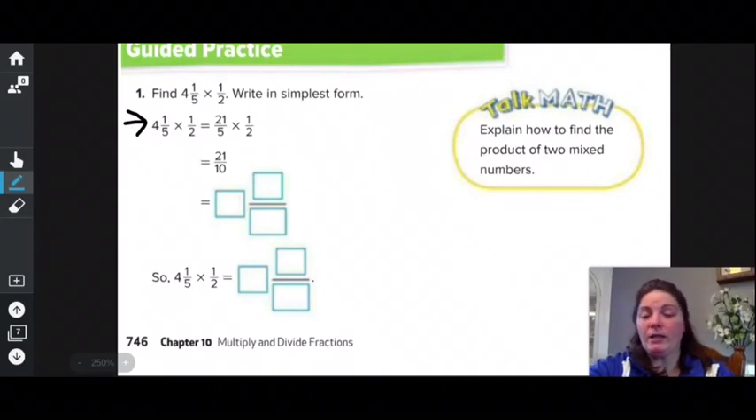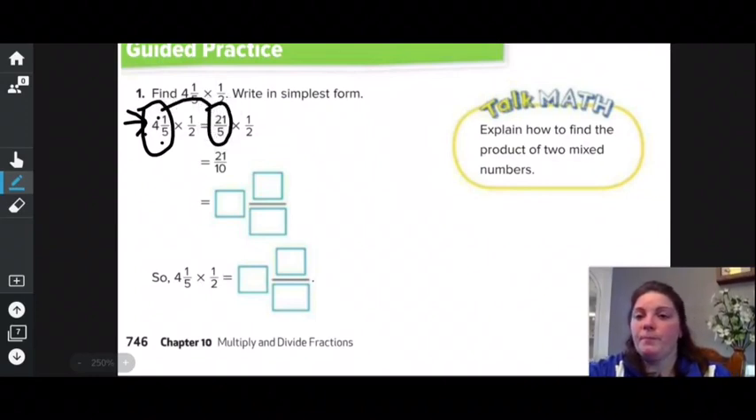All right, let's see how you did. So the first thing is to change 4 1/5 to an improper fraction. How did they get 21/5? 5 times 4 is 20, plus 1 is 21. So those guys go together. And then we're timesing it by a half. A half is already a fraction. There's nothing to do there.